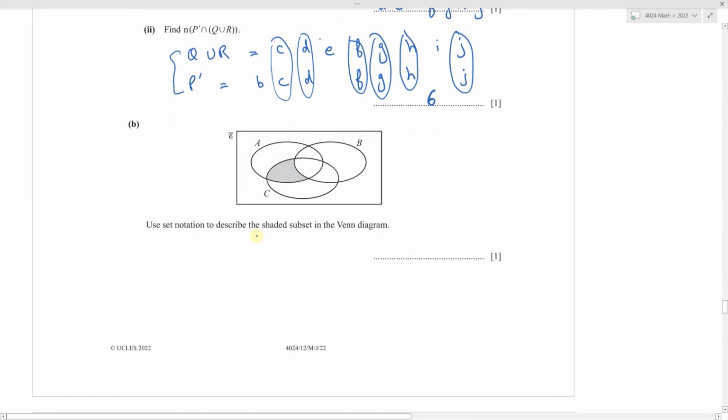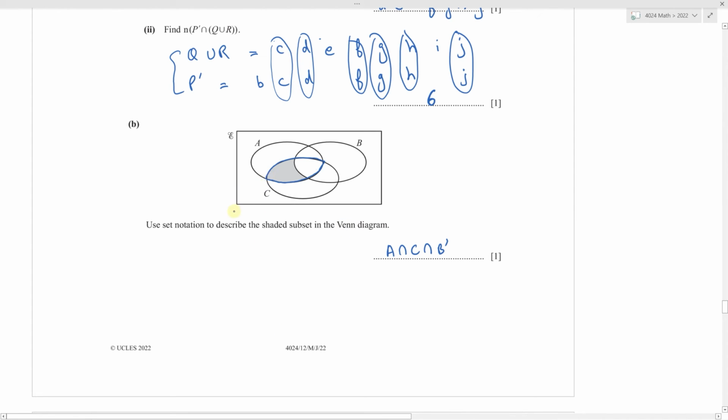Use set notation to describe the shaded subset in the Venn diagram. So the shaded subset is an overlap of A and C. So you definitely have A intersection C in your set notation. So A intersection C is this whole area, right? But in the shaded area, you have excluded this. So this is part of B. So that means intersection B complement, outside of B.